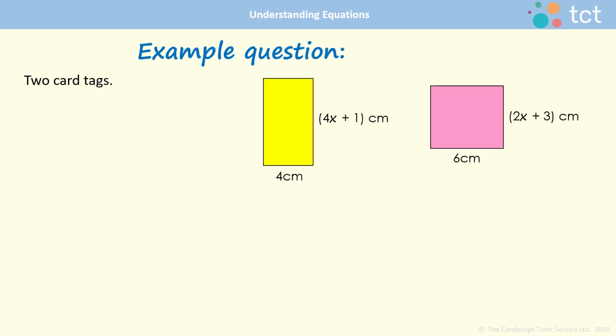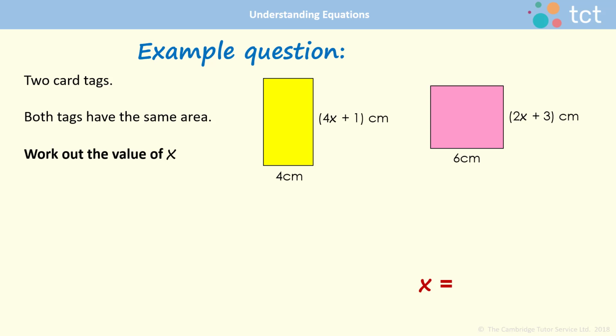Here's an example of the sort of question you could get where you would need to understand how to expand the brackets in an equation. So we have 2 gift cards, both have the same area. Work out the value of x. So the first one we have 4 centimetres, and we're multiplying that to find the area by the height, which is 4x plus 1. And we know the area is going to be the same as the other tag, which is 6 on the base, and the height is 2x plus 3.